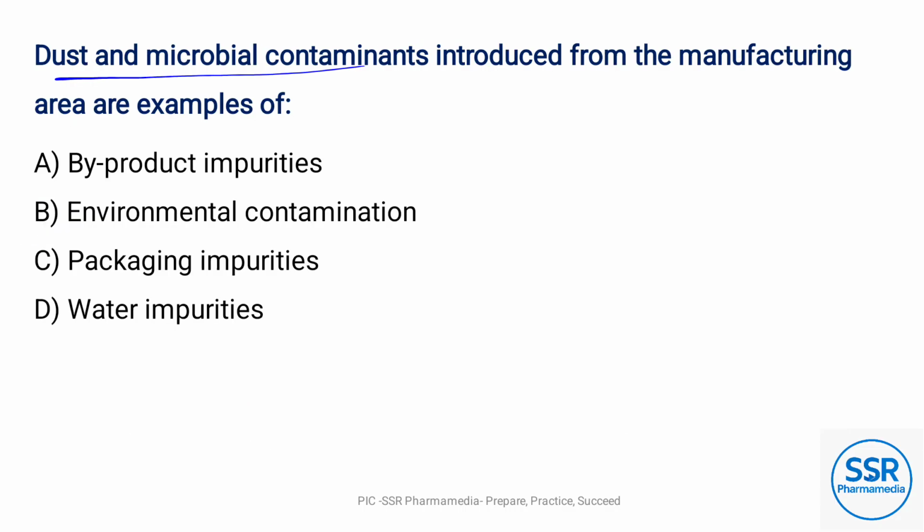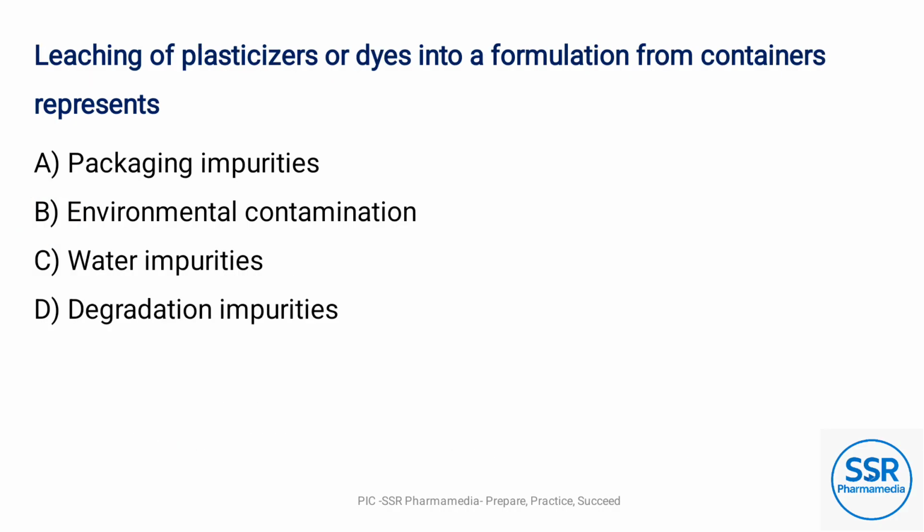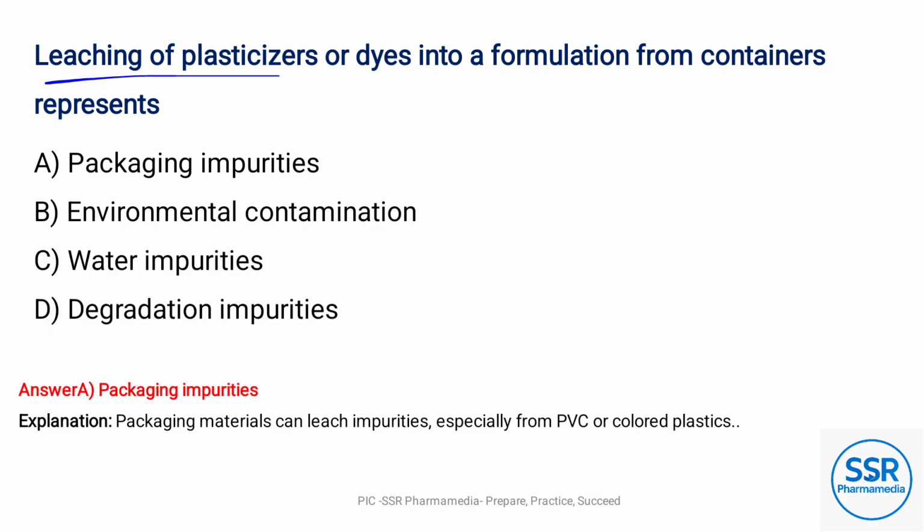Dust and microbial contaminants introduced from the manufacturing area are examples of, so the answer is option B, environmental contamination. These arise from an unclean manufacturing environment, or cross contamination may occur. Leaching of plasticizer or dyes into a formulation from containers represents, so the answer is option A, packing impurities. Packing material can leach impurities, especially from PVC or colored plastic.